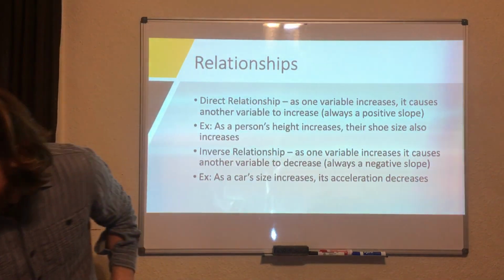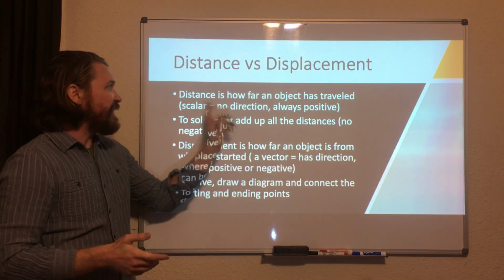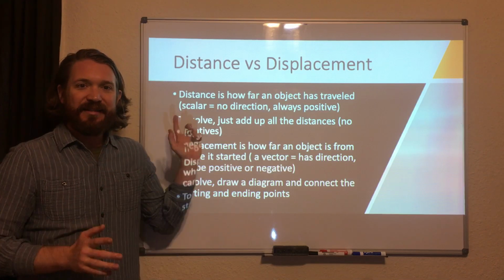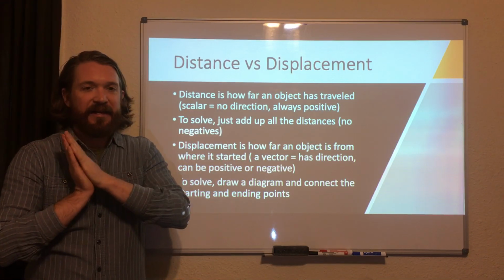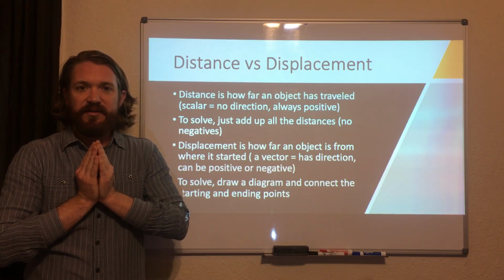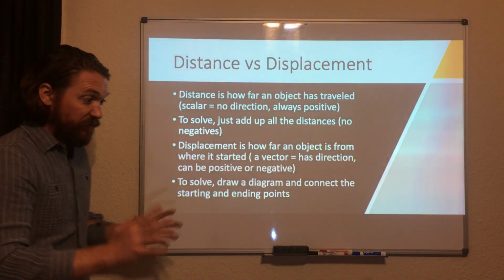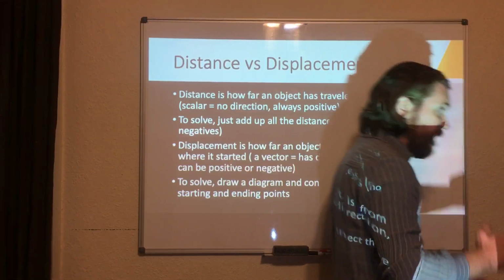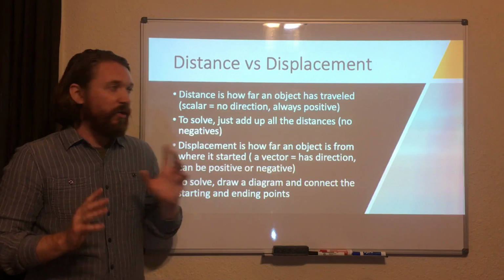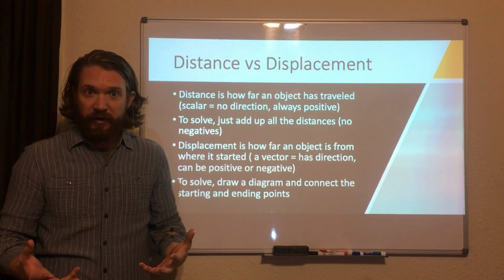All right. Next, distance and displacement. Distance is how far an object has traveled. Okay, it is what is called a scalar unit, meaning that it has no direction. And all that means mathematically is that it's never negative. It's always going to be a positive number. So if I walk 5 feet forward and 5 feet backwards, I don't care about forwards and backwards. All I do is just add up the distances. 5 plus 5 is 10. All right, that's my distance.